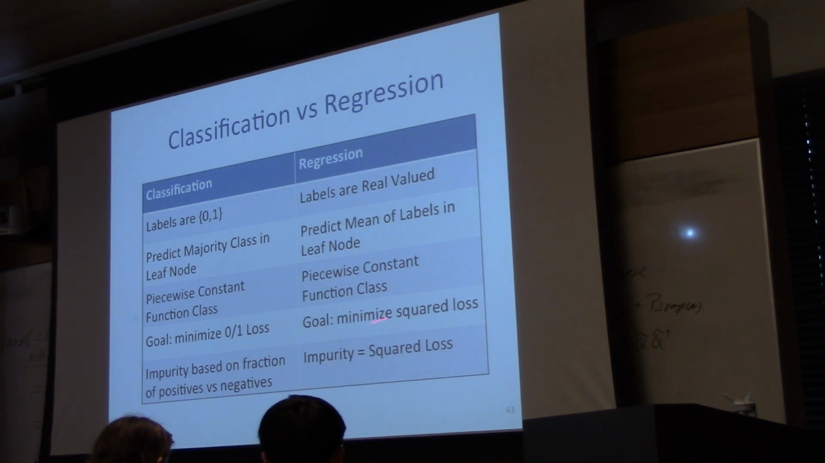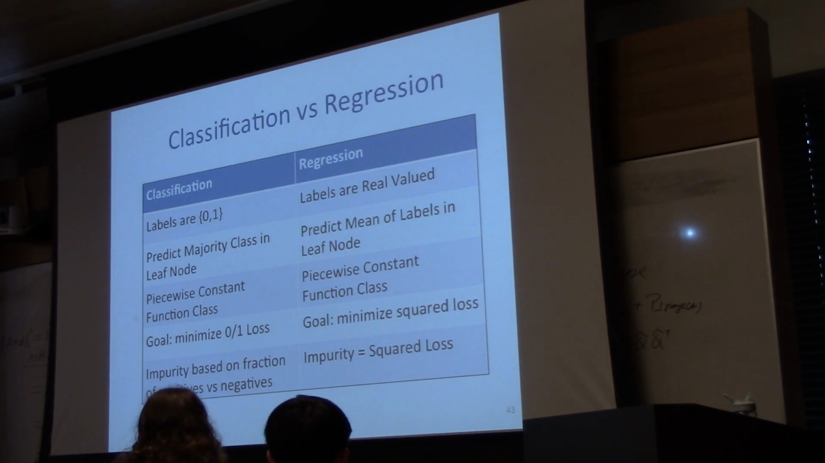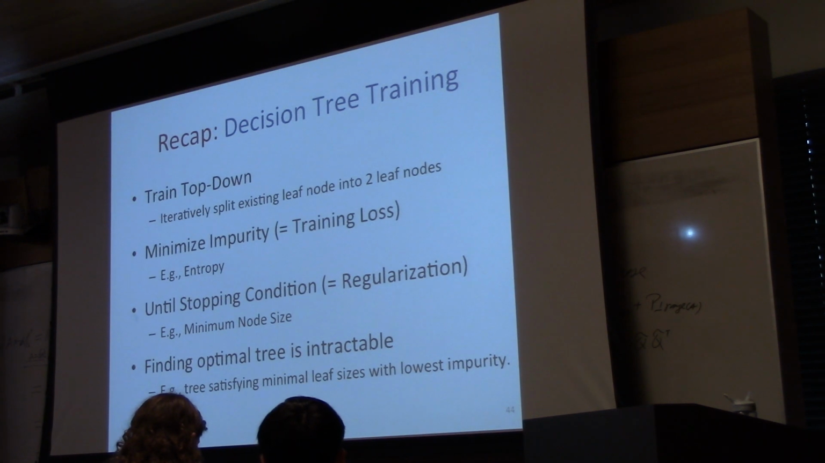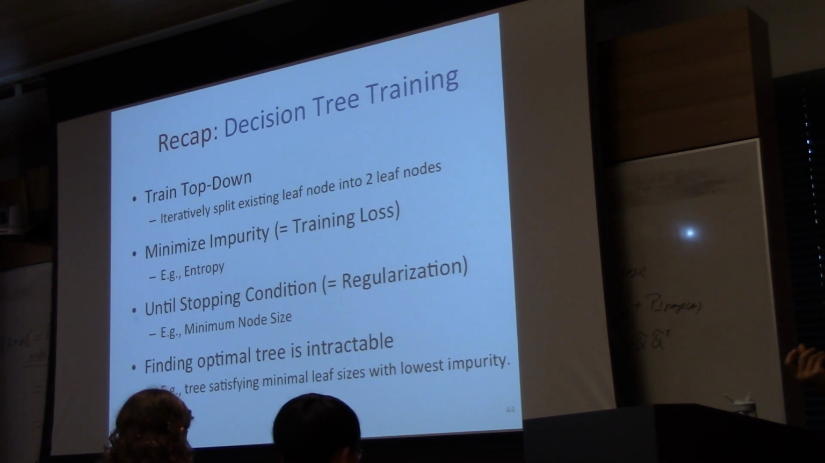In regression, the goal is to minimize squared loss, and you can directly use squared loss as the impurity measure because it's continuous. It's just a recap of decision tree training: top down, greedy, minimize some impurity, which corresponds to some surrogate training loss, until some stopping condition, which is conceptually analogous to regularization. Finding the optimal tree is intractable.